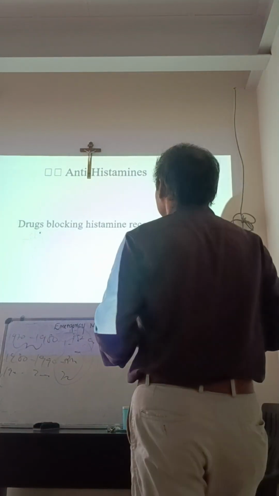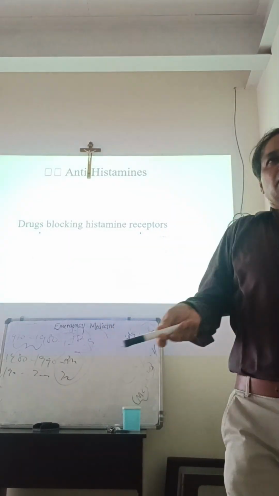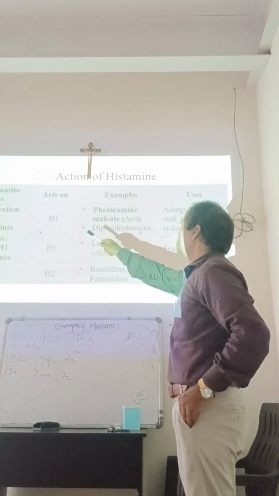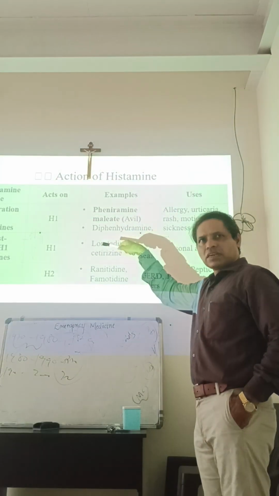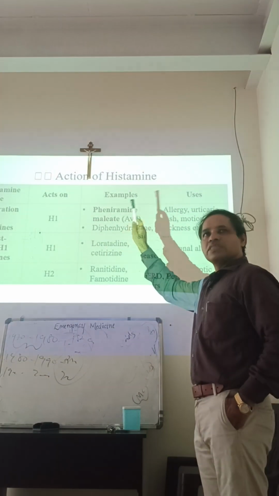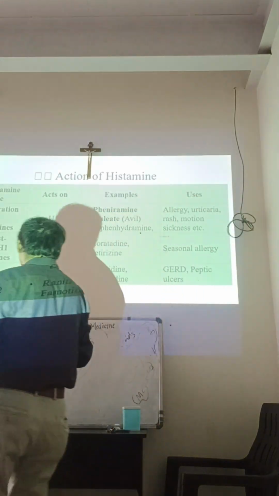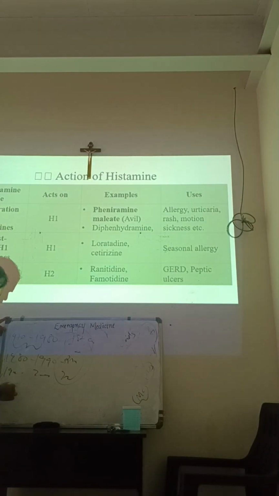So now, drugs blocking histamine receptors are called antihistamines. That's all. You block and you get the action. So first generation drugs act on H1, blocking it, such as pheniramine maleate. One more drug is there. There are lots of other drugs, but two drugs are enough once you go to first generation.